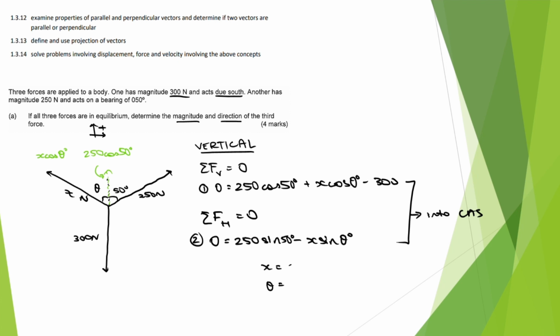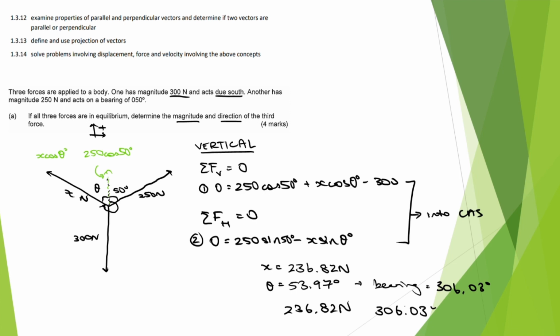From my ClassPad, I get x equals 236.82 newtons, and theta is equal to 53.97 degrees. But if I want to find that as a bearing, that will be in a clockwise direction from true north, and so my bearing will be 360 minus that value, which is 306.03 degrees. So finally, I have 236.82 newtons on a bearing of 306.03 degrees true. That is my final solution in this case.